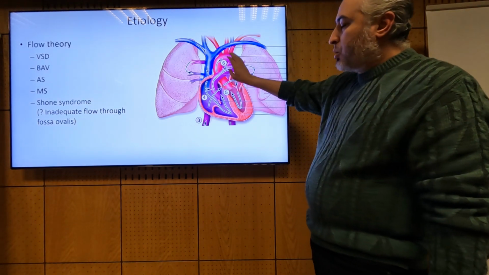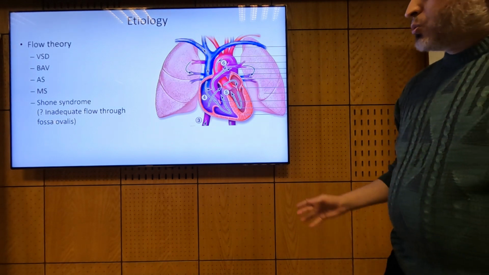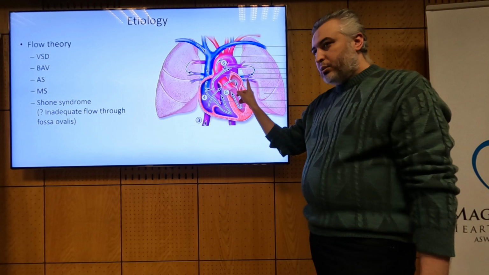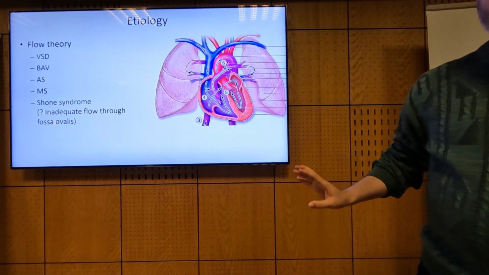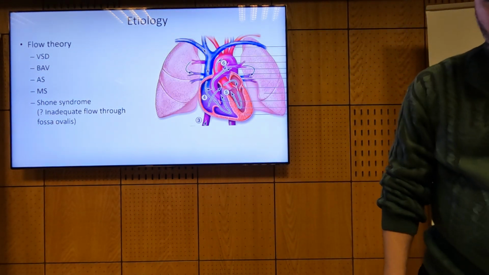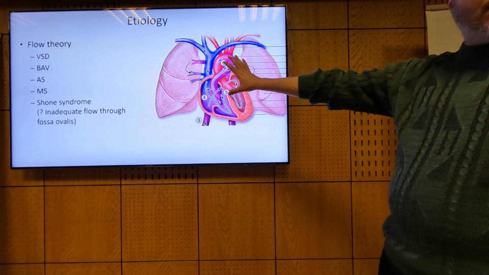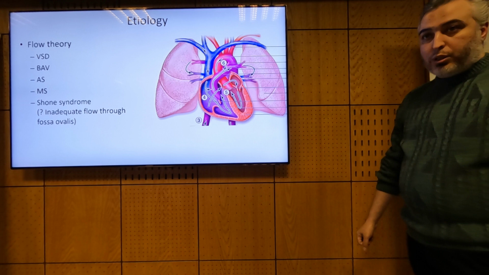Shone syndrome, where you get narrowing on the left side: mitral stenosis, LV obstruction, aortic stenosis, aortic coarctation. One of the proposed mechanisms is inadequate flow through the foramen ovale, so the amount of blood going into the left side of the heart during fetal life is less than normal. These lesions actually have quite a high incidence of association with aortic coarctation.